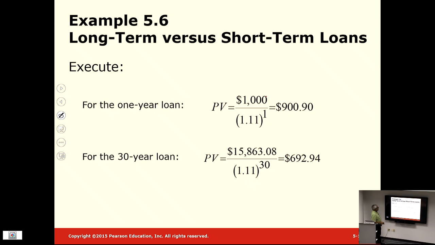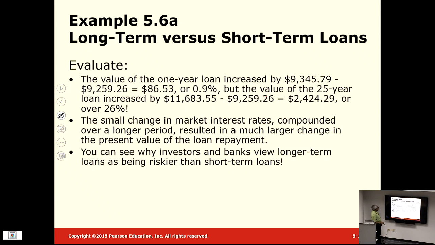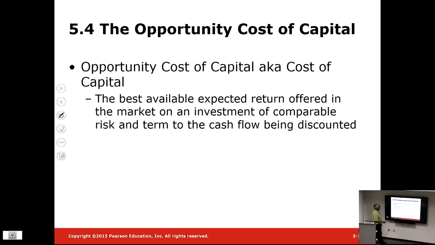Okay. So that completes this chapter. I will not be covering section 5.4. You're not responsible for that. So that ends chapter 5.